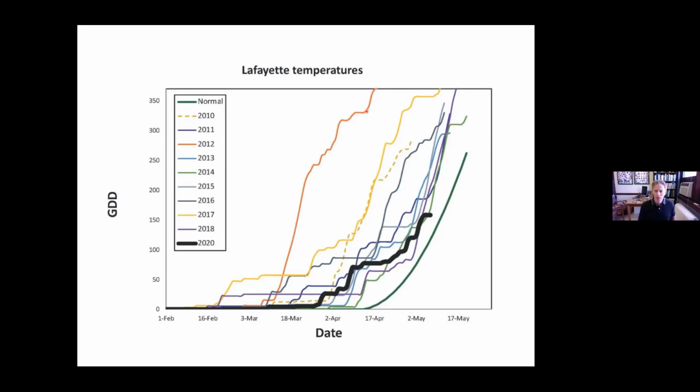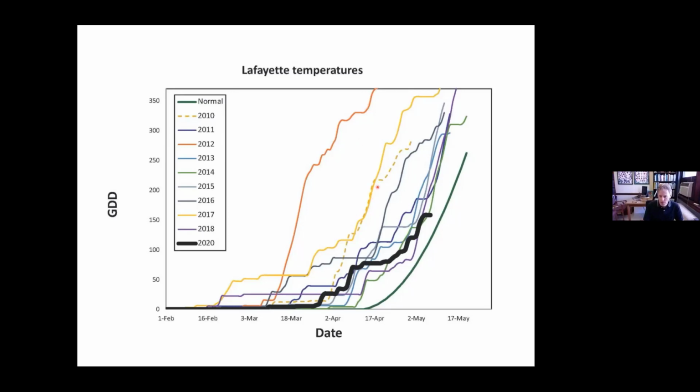It didn't end well. We had a freeze and virtually the entire apple crop in the state was lost. And one grower told me it was the worst year that he could remember. And this guy had been growing fruit for 70 years. And so it was a pretty bad year, being so early.